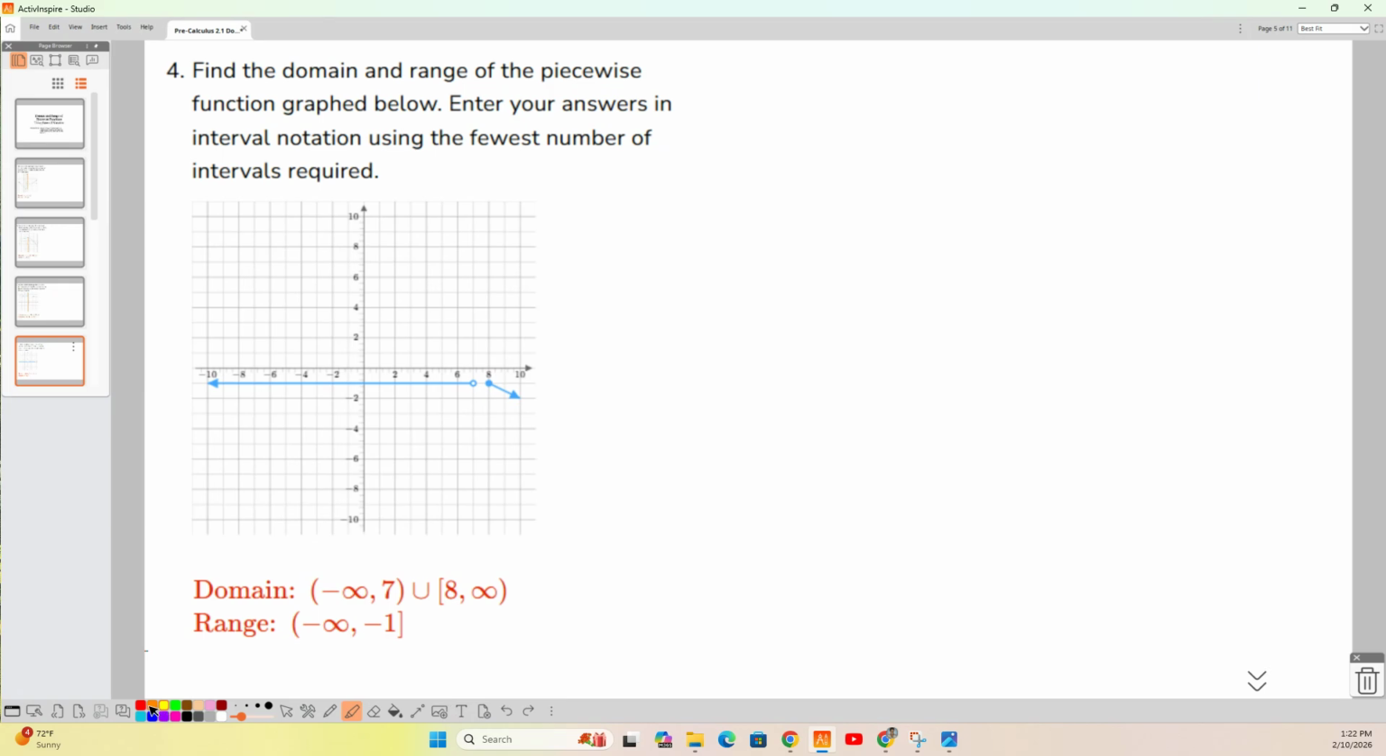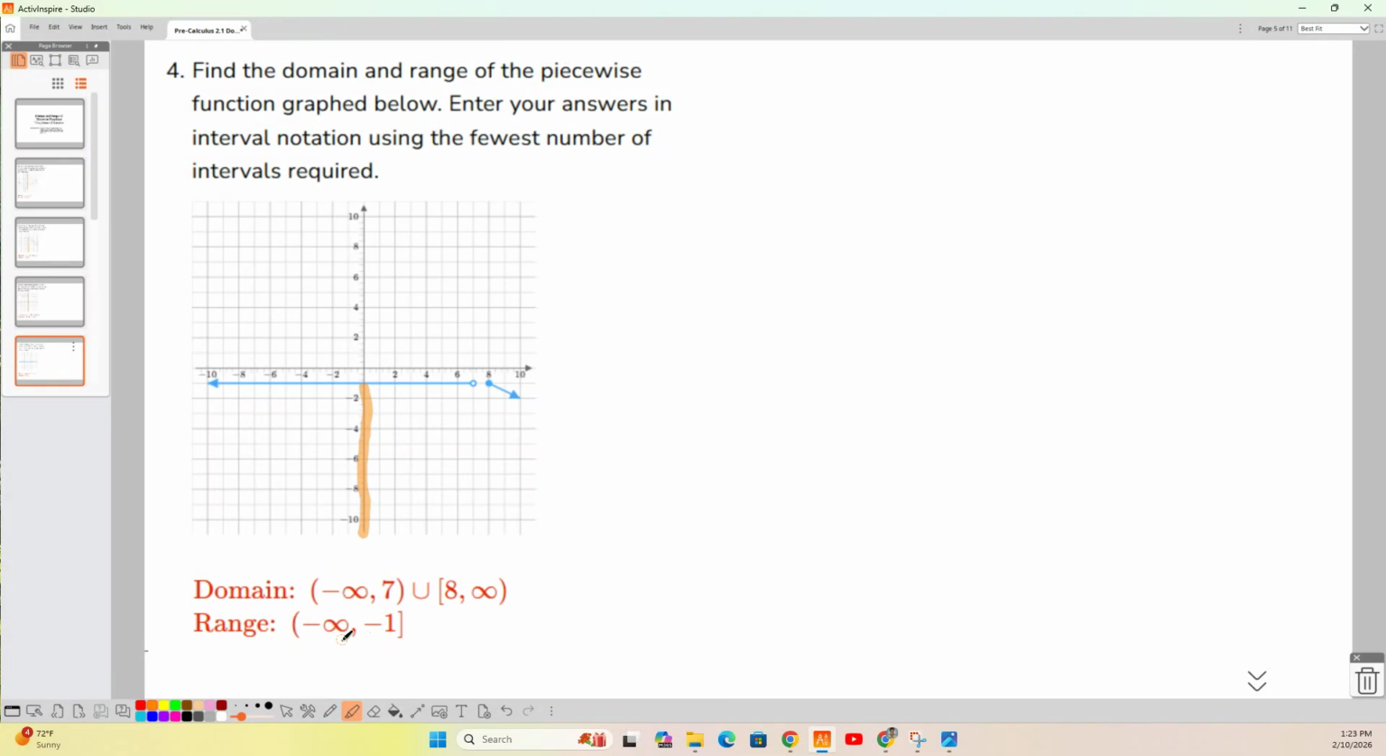Now for the range. So here we see the graph is decreasing. The arrow indicates that it will keep decreasing. So we know that we have y values that go to negative infinity. So we're coming up from negative infinity. The graph exists. But then we get to this horizontal line when y equals -1.